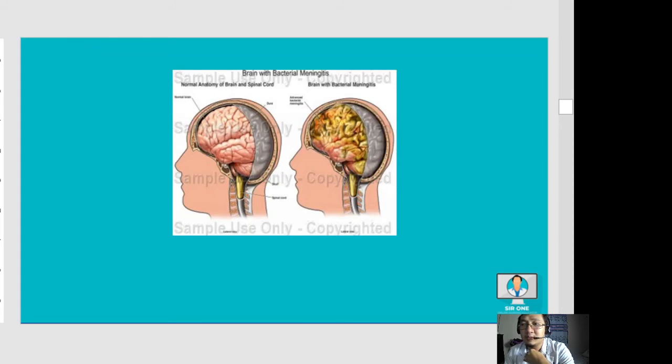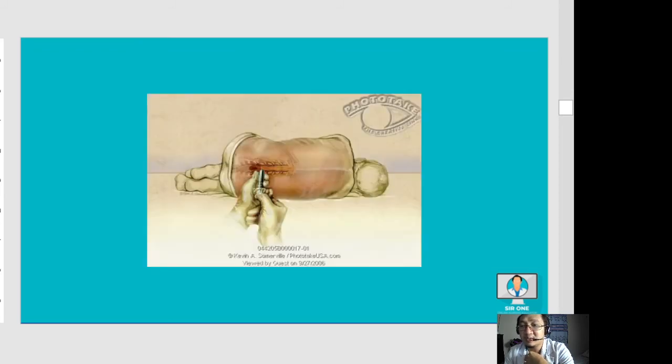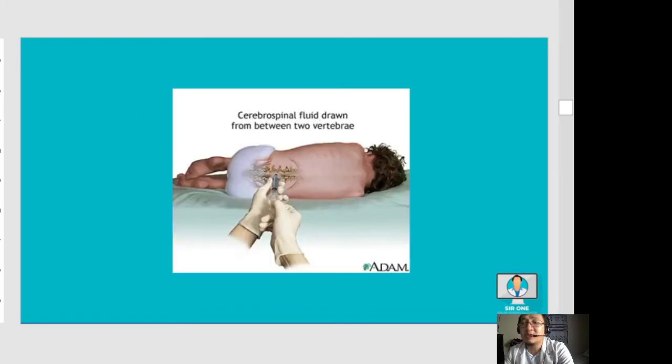So just some images related to meningitis, and this one is in relation to lumbar puncture. That is the position of the patient, the client. It should be a fetal position to really expose the lumbar area. The CSF is extracted between two vertebrae in the lumbar area.